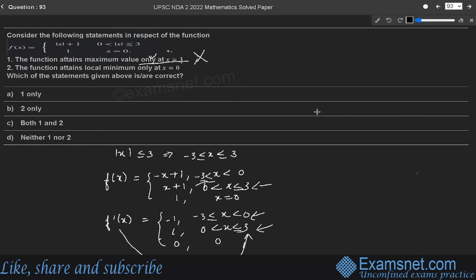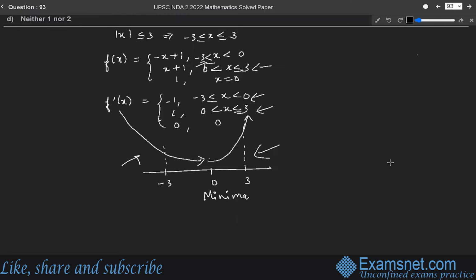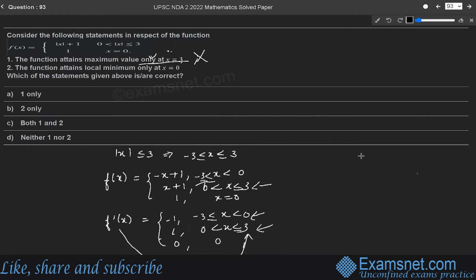Second statement is the function attains local minimum at x is equal to 0. Yes, only at x is equal to 0 there is minimum value. So we can say that statement 2 is correct. Therefore, the correct option is option number B, which is 2 only.